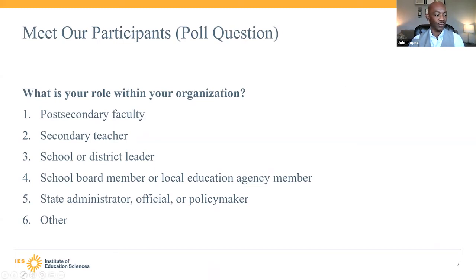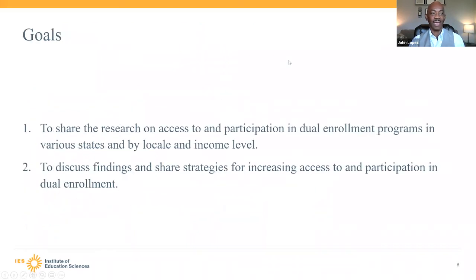So we're going to move forward here with our slides, and we're going to talk about the goals for today. They're pretty simple. You see them there, as Jing mentioned earlier. She's one of the co-authors on the study. So we're going to share with you what we found from the research. And I suspect we'll have a fair amount of conversation, hopefully, about the nuances of locale and income level and how they contribute or impact dual enrollment. And then we're also going to share some experiences from our panelists in terms of how best to increase access to and participation in dual enrollment.